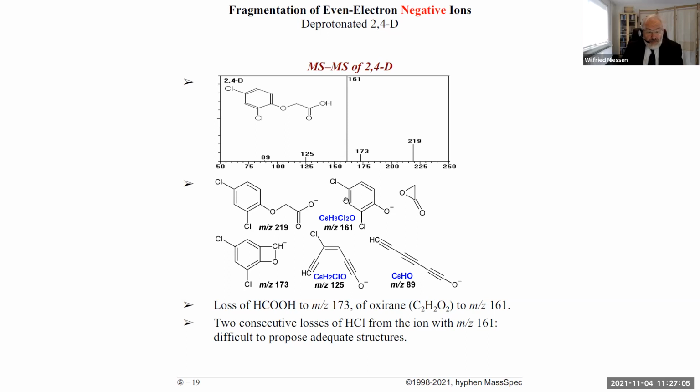So the only way I can propose structures for this, that is without putting additional double bonds in the aromatic ring, is by opening the ring and proposing structures like this. And this is something which you frequently see if you go down and down and down, and at a certain stage you end up with product ions where it's difficult to propose useful structures. This is a good example of that. And as you can see, these are only minor peaks in the spectrum, but they are there.